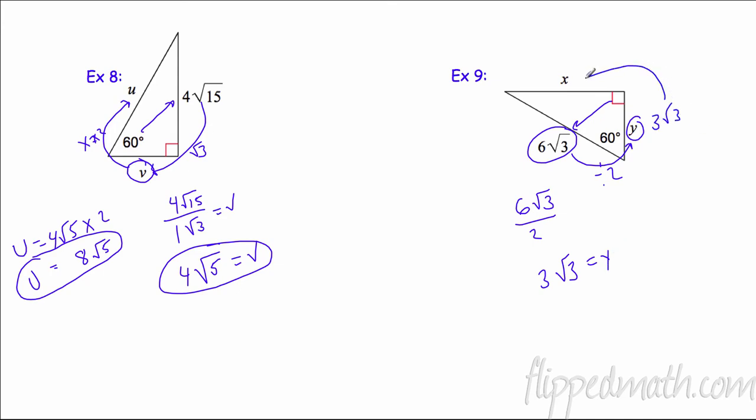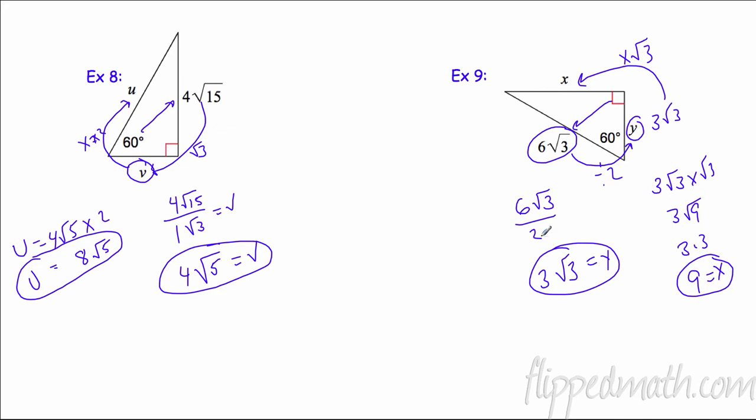Now I'm here, I have to go to the middle side. It's bigger. When I go to a bigger side, I have to multiply. My ratio for my bigger side is radical 3. So 3 radical 3 times radical 3. They're inside, so that's going to be 3 and 3 is 9. The square root of 9 is 3, so I have 3 times 3, which is 9, so my x equals 9. All right, very nice.